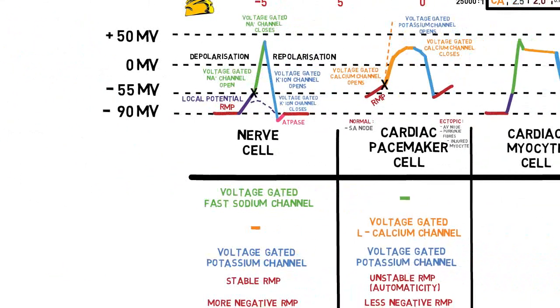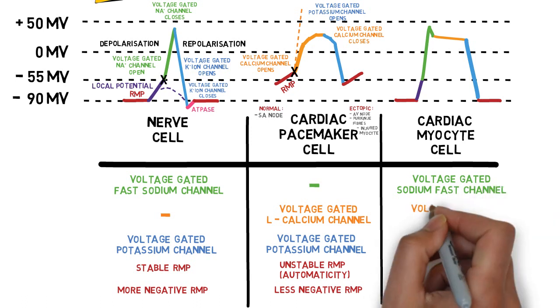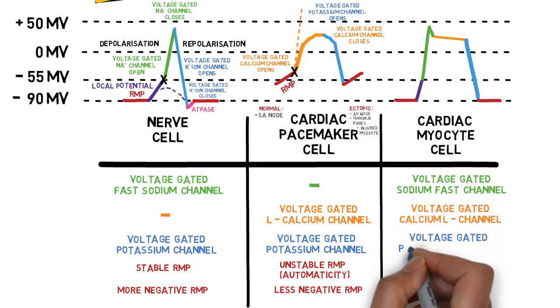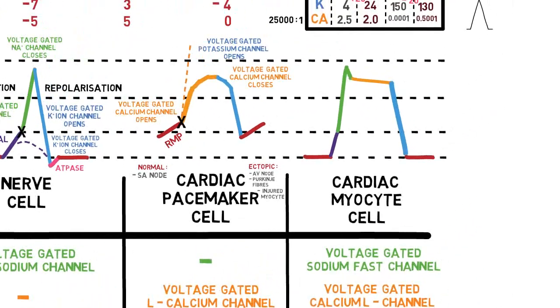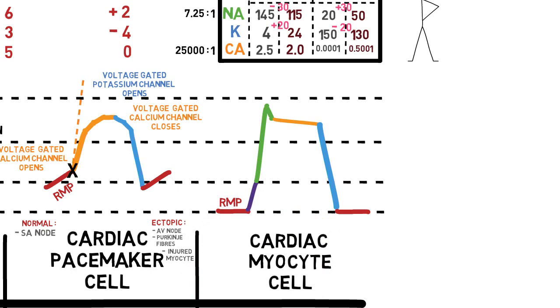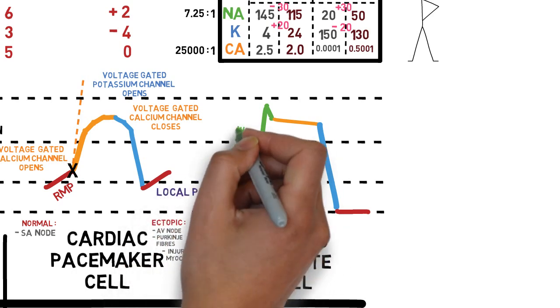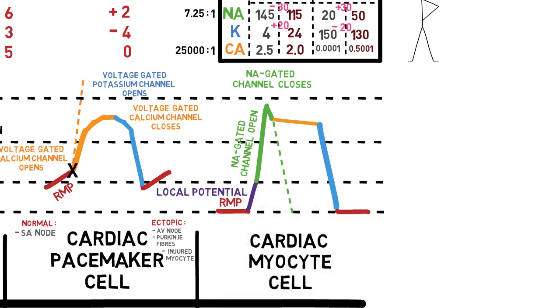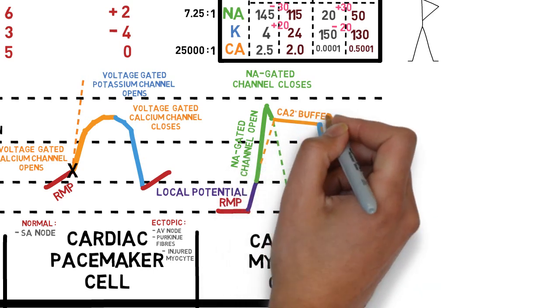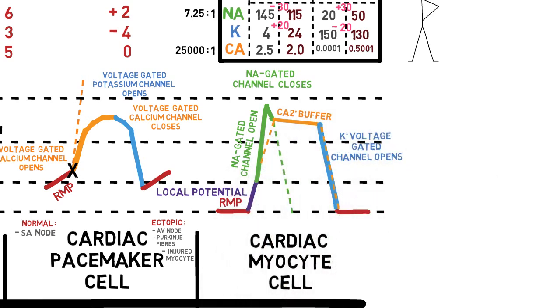Lastly, let's look at our cardiac myocyte cells. It has all 3 channels, and a stable and more negative RMP. Depolarization from an adjacent cell causes the local potential and leads to the opening of fast sodium channels. But after it closes, it does not plunge downward because it also has the calcium channel, leading to this plateau. And the rest are more or less the same for each cell.